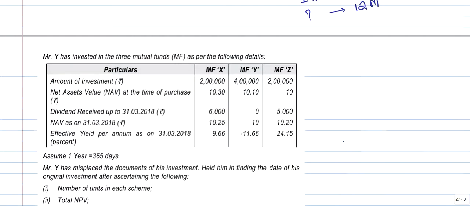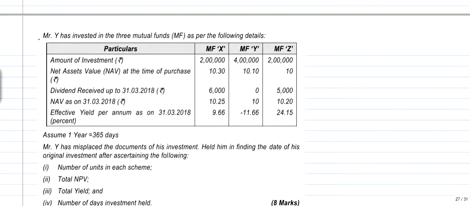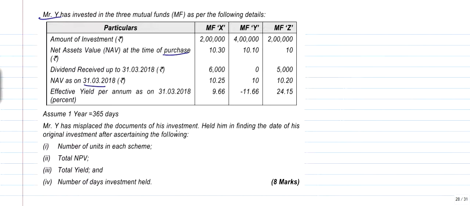Next, move on to the next question. Very interesting question. Mr. Y has invested in three mutual funds as per the following: X, Y, Z. Amount of investment is given, net asset value at the time of purchase is given, dividend received at the end is given, NAV at the end, effective yield per annum also given, 1 year 365 days. So day-wise we have to calculate.